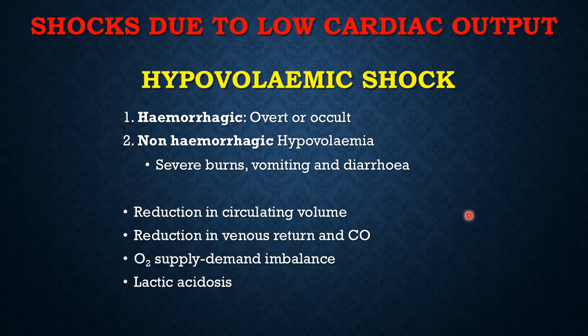Shocks due to the low cardiac output, or the central shock. Hypovolemic shock is generally hemorrhagic. The hemorrhage can be revealed or concealed, overt or occult, or it can be non-hemorrhagic because of severe dehydration, which may occur in severe burns, in severe vomiting, and diarrhea. Essentially, there is reduction in circulating volume, which leads to reduction in venous return and cardiac output. As a result, oxygen supply and demand imbalance takes place, anaerobic metabolism starts, and there is lactic acidosis.